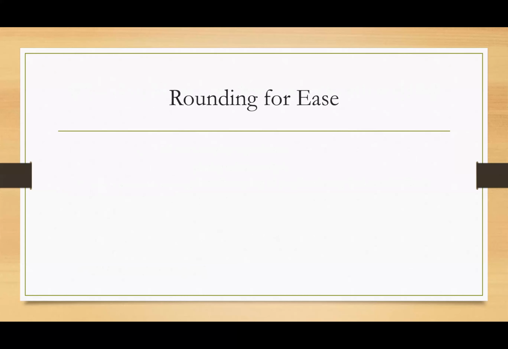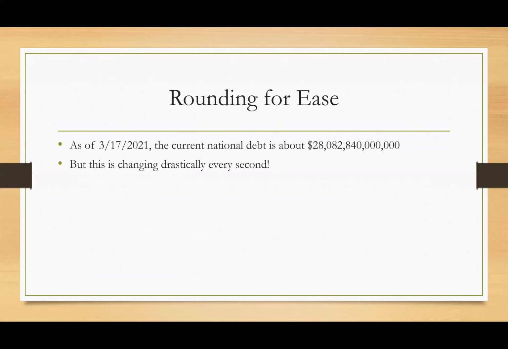Our first example is just looking at rounding for ease. As of March 17th, 2021, the current national debt was about, and that's a huge number, is it? So we want to think about our place values there. Starting from the right, we have our hundreds, thousands, millions, billions, and trillions. So it's over $28 trillion, but it is changing drastically every second.